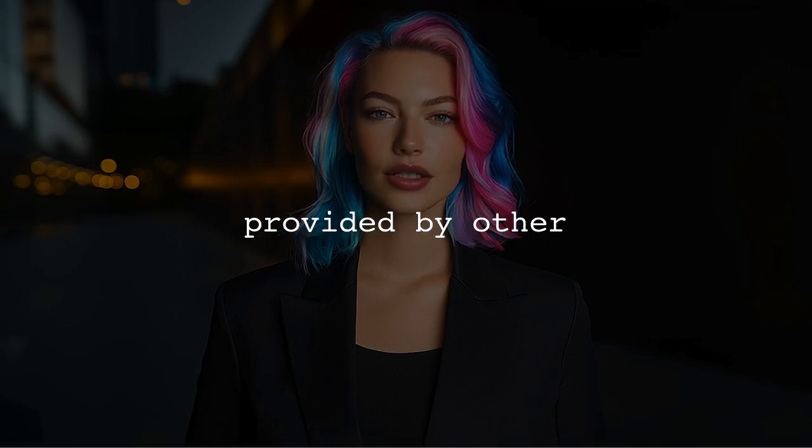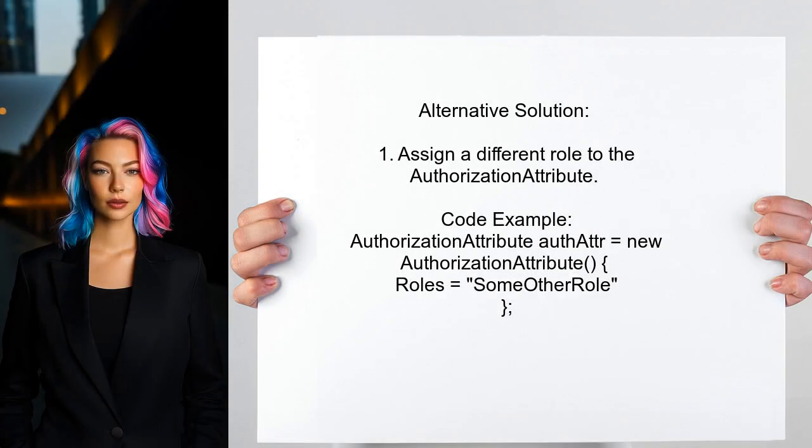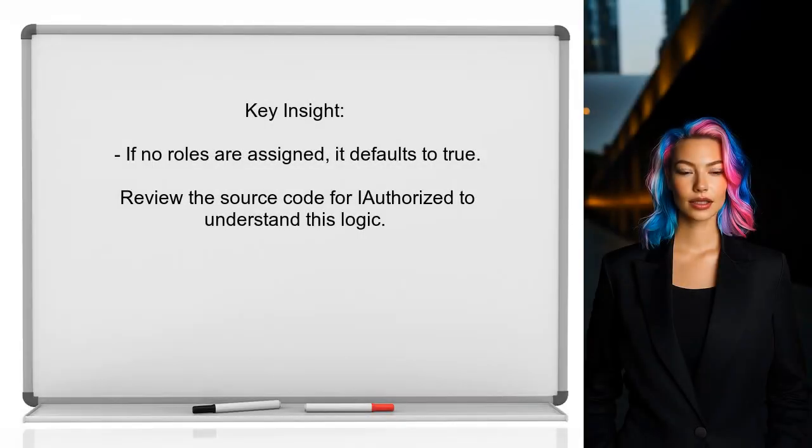Now let's look at the answers provided by other users. An alternative approach suggests that you need to assign a role to the authorization attribute. In the provided example, the test role is assigned to the principal. Instead, assign a different role to the attribute. This user points out that if no roles are assigned to the attribute, it defaults to true. Therefore, ensuring the correct role is assigned is crucial for the test to behave as expected.